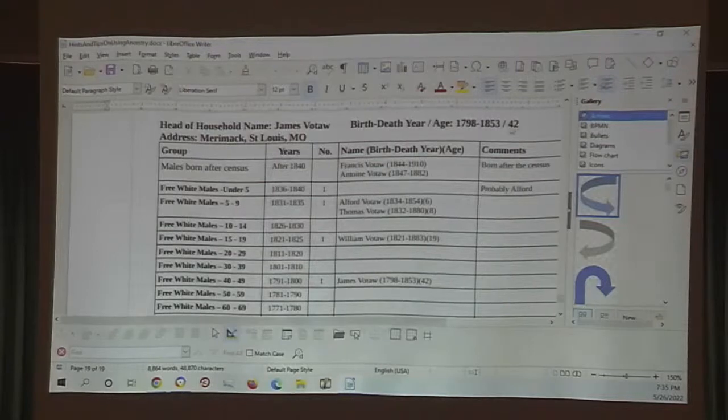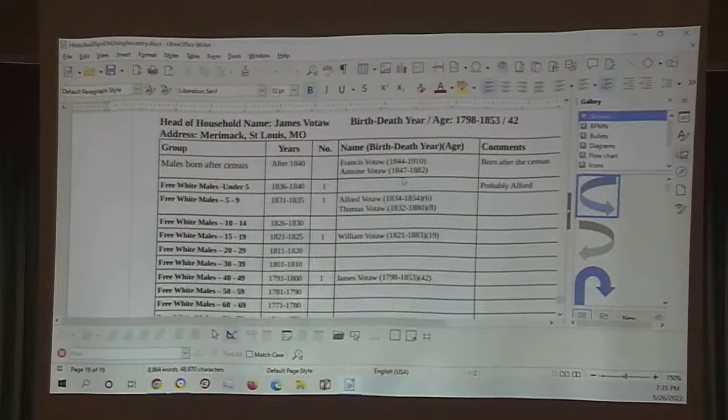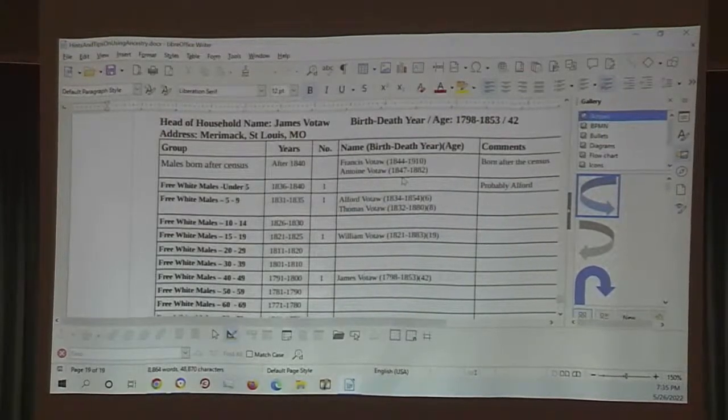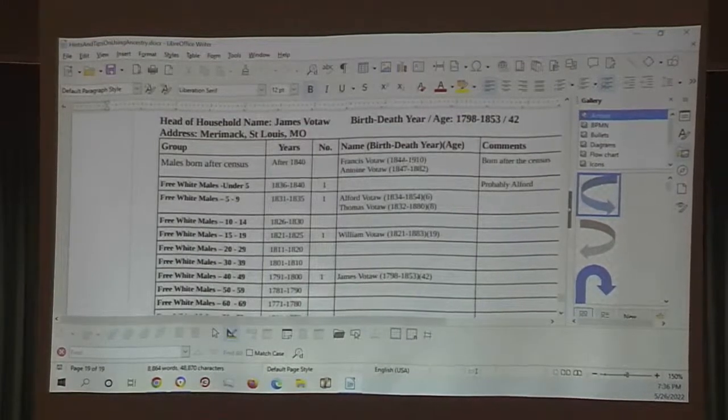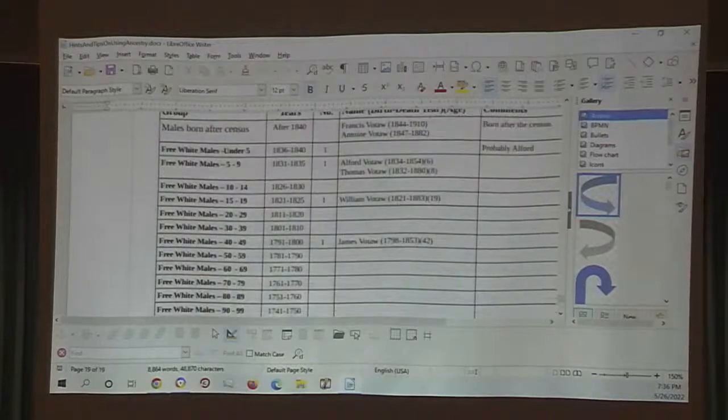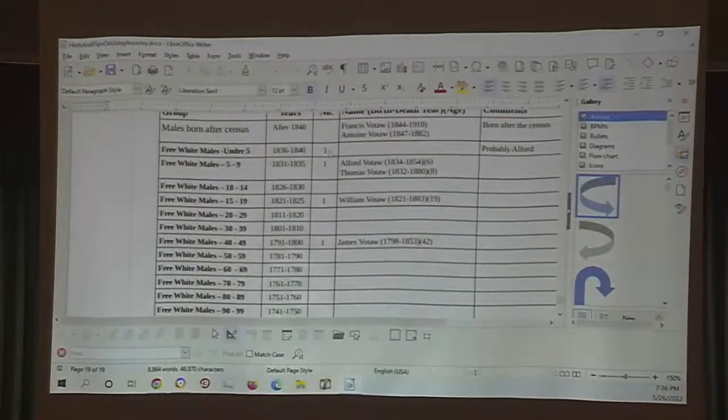He was 42 years old when the census was done. All right. So if there are males, I look at my profile for James Votaw, and it shows all of his kids, that I think are all of his kids. And I say, okay, Francis Votaw was born in 1844. That was after the census was done, so I add him up here on the top. Males born after census: Antonine Votaw, 1847, born after the census. They shouldn't be on the census, but I put them up there just so I see where they are. And then I said, okay, they said there was 1 male under 5.